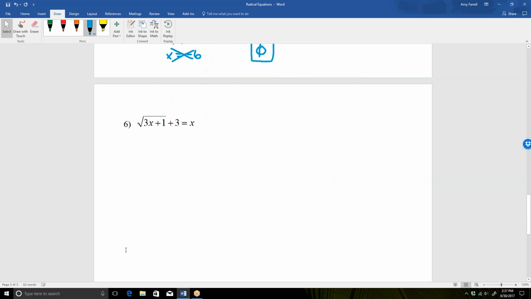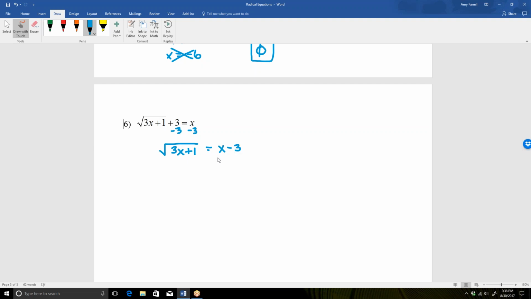Okay, let's do one more in this video. This is our last one. This one also has the possibility of extraneous solutions, so let's see what happens here. I need to isolate the square root, and to do that, I'm going to subtract 3 from both sides. So I get the square root of 3x plus 1 equals x minus 3.